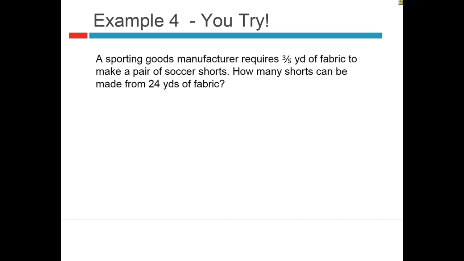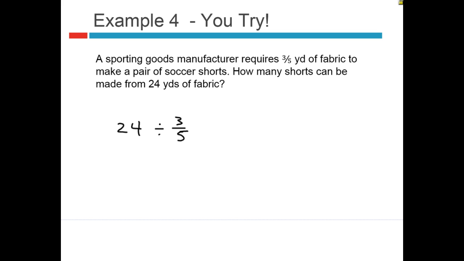Okay, let's take a look at this problem. So we know that it takes 3/5 yards of fabric to make a single pair of soccer shorts. We want to know how many shorts can be made from 24 yards of fabric. In order to do this, we would take the total amount of fabric that we have, 24 yards, and divide it by the amount of fabric to make one pair of soccer shorts. So 24 divided by 3/5.